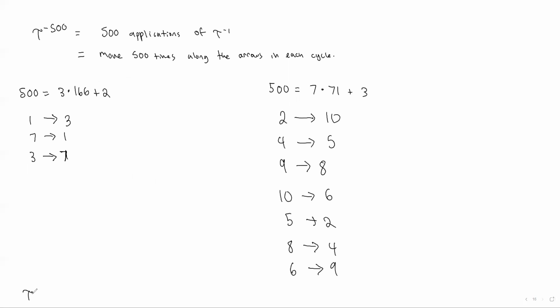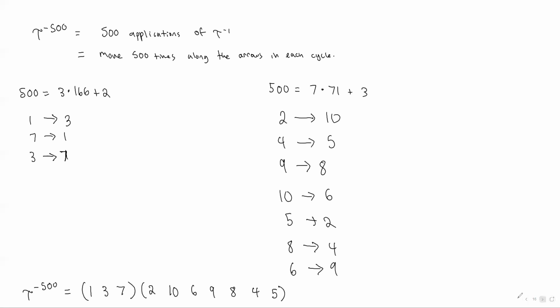So tau to the negative 500 is 1 goes to 3, which goes to 7, which goes back to 1. And then 2 goes to 10, which goes to 6, which goes to 9, which goes to 8, which goes to 4, which goes to 5, which goes back to 2. So that's what tau to the negative 500 is.